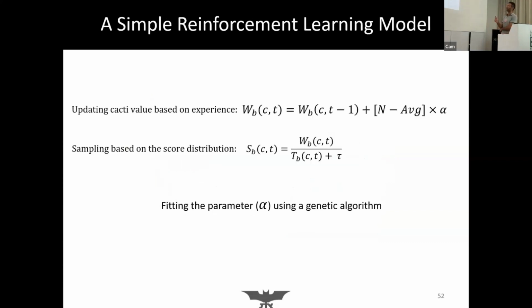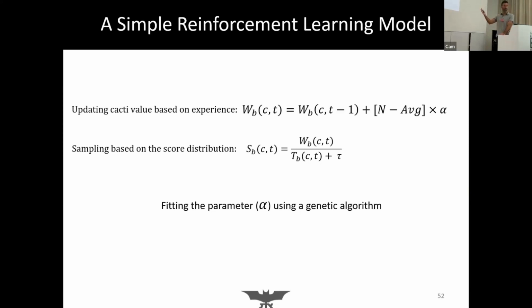So we assume that the bats memorize the weights of a certain number of cacti. We actually find that this number is not so important because there's so much competition. It's not important if you memorize all cacti in the field or only a few. So the weights per bat and per cactus change over time according to your visitation. Every time you visit a cactus, you update the weight of this cactus according to a reinforcement learning-like model. There is a surprise, but the surprise is based on an average.